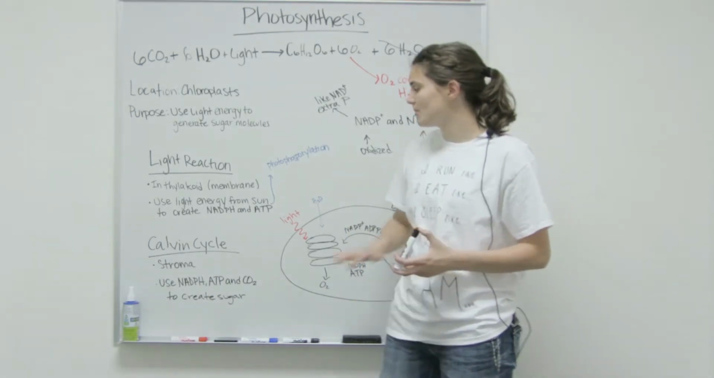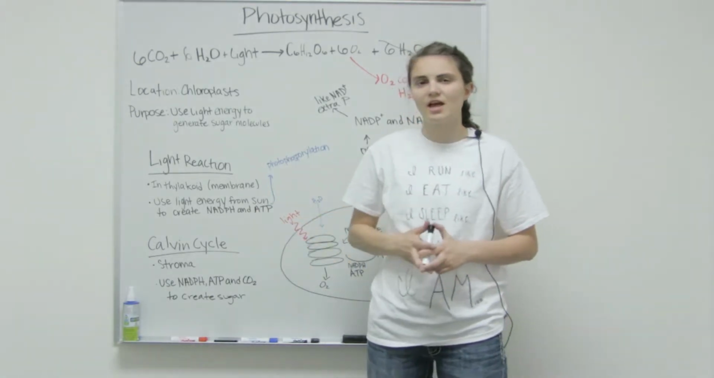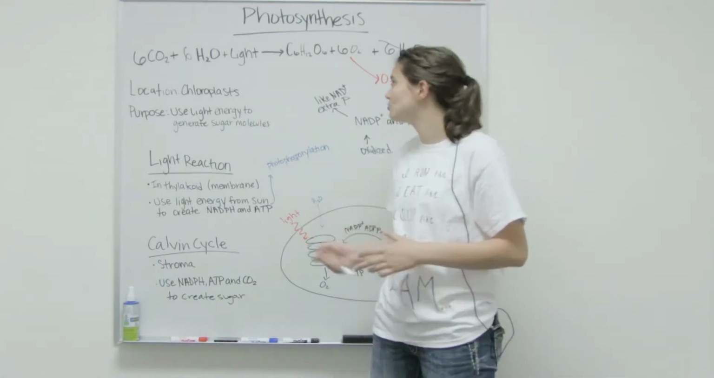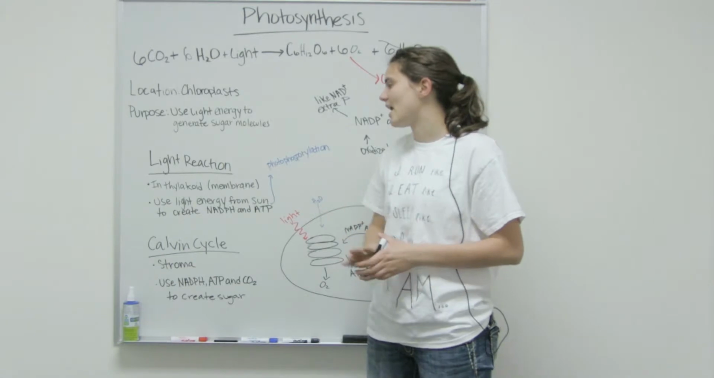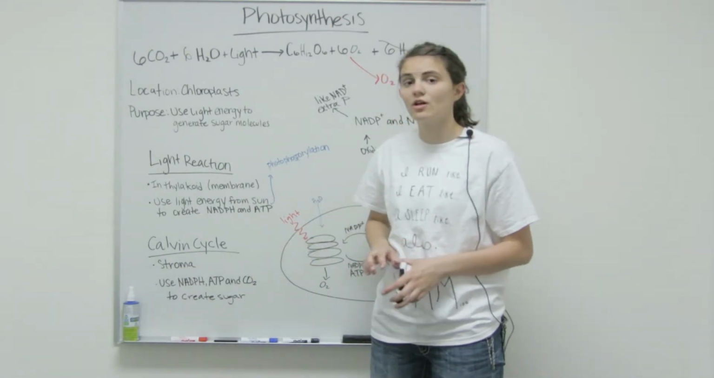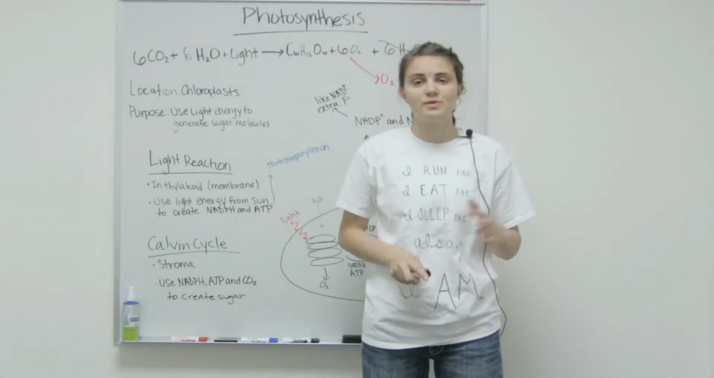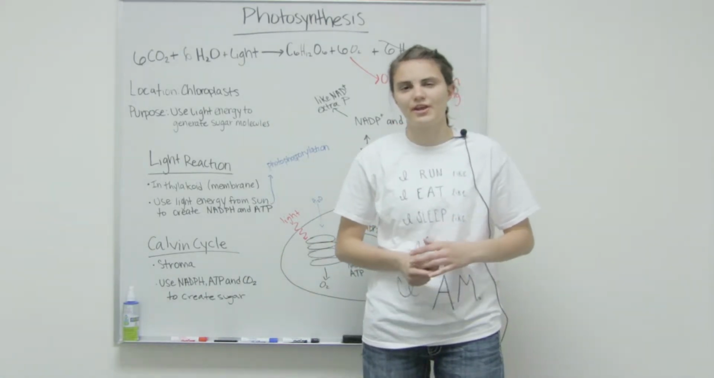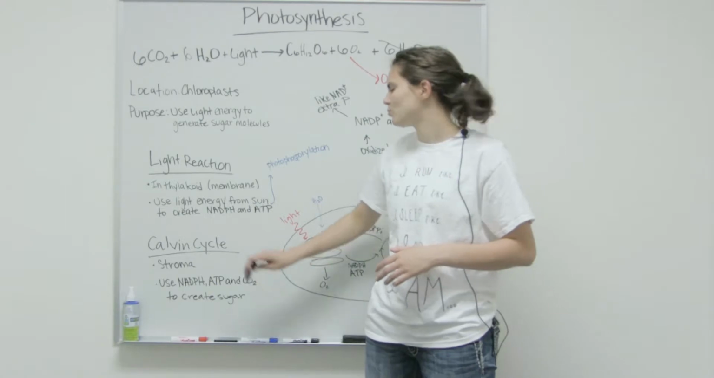So there's 2 main steps or processes in photosynthesis. There were 3 in cellular respiration, but just 2 here. The first is the light reactions, and the second is the Calvin cycle. The light reactions are called the light reactions because they require light energy. The Calvin cycle doesn't, so sometimes it's called the dark reactions as well, but it's more commonly referred to as the Calvin cycle.